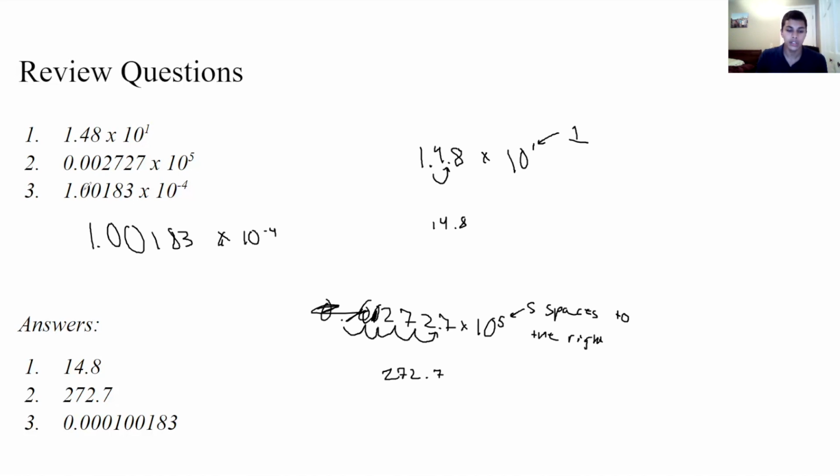Now sometimes this is hard to imagine when there's no numbers over here on the left. So we can just write in a bunch of zeros so we have numbers to move it with. And I'll show you what this looks like. We're going to move it 1, 2, 3, 4 spots to the left. And so that ends us with 0.000100183. And that is our final answer for this question.